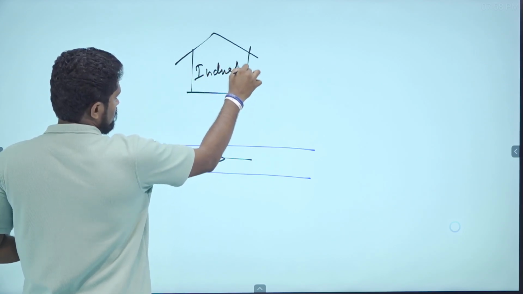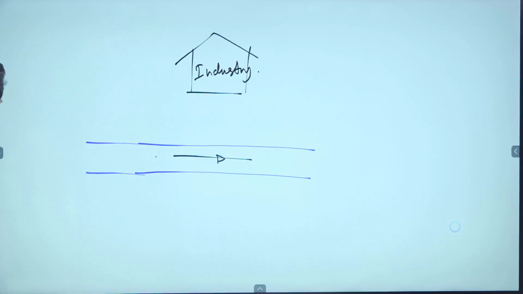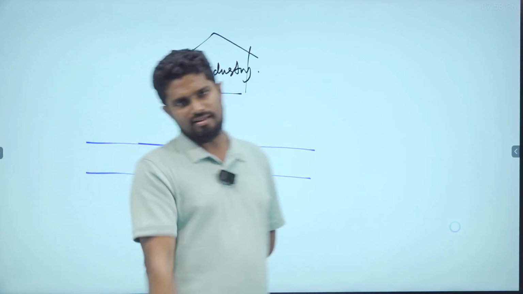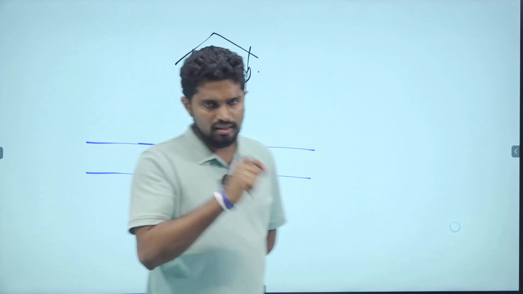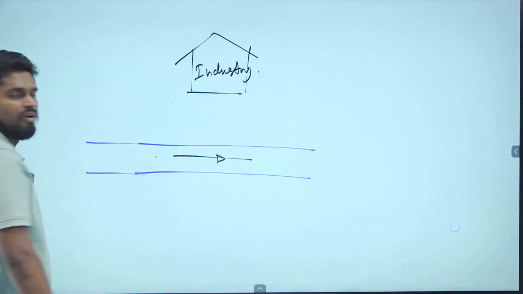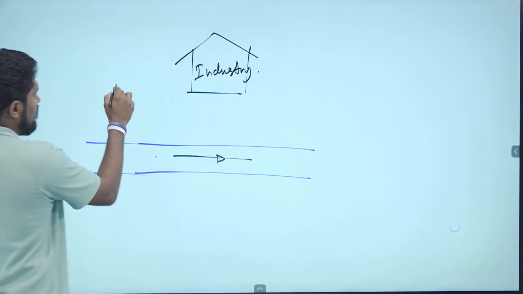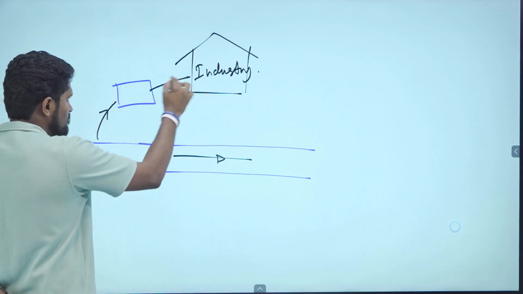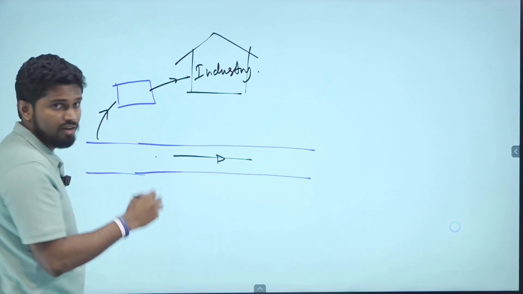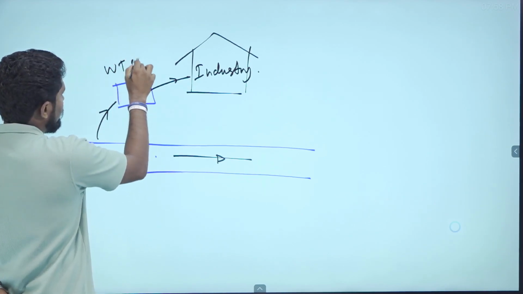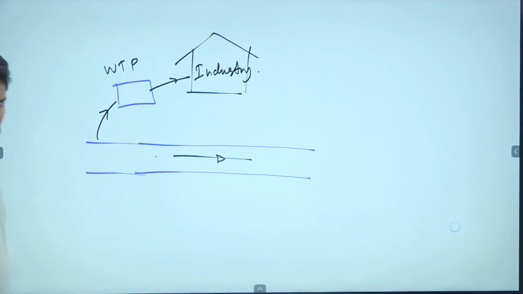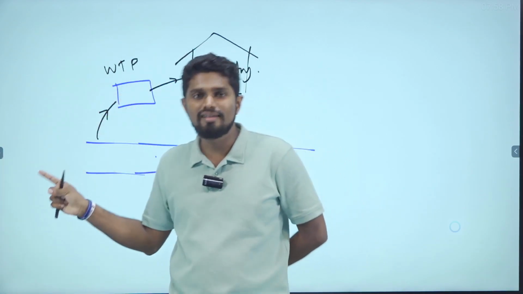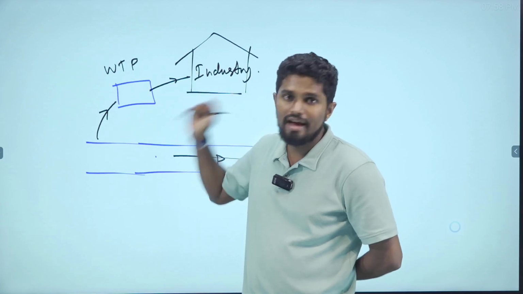This is the industry. Think, before they use the water, they need some purification level. They need some quality. Think if the river water is not in that quality, what they have to do is treat the water before use. That plant we can call a water treatment plant. Okay, water treatment plant. What they do is convert the normal condition water into the required quality.